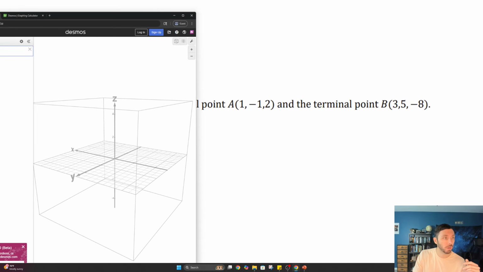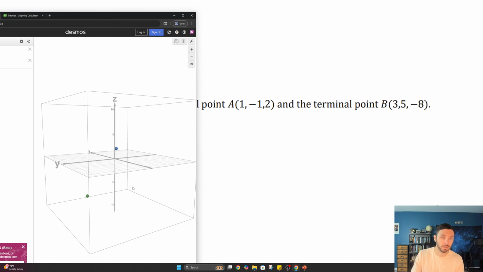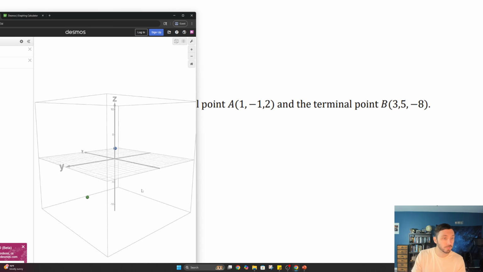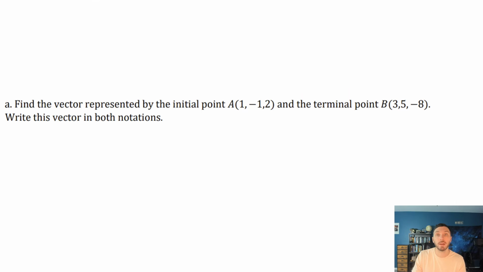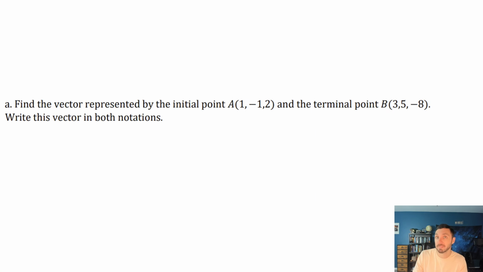Find the vector representation if we're connecting this ordered triplet. I'll just go ahead and graph it. What if we wanted to graph the vector connecting 1, -1, 2 to the point 3, 5, -8? There we go. So a vector connecting blue to green. What would that look like? What operation might you have to do to figure out that distance, that change, the difference maybe, in the x component, the y component, and the z component? Give it a go.